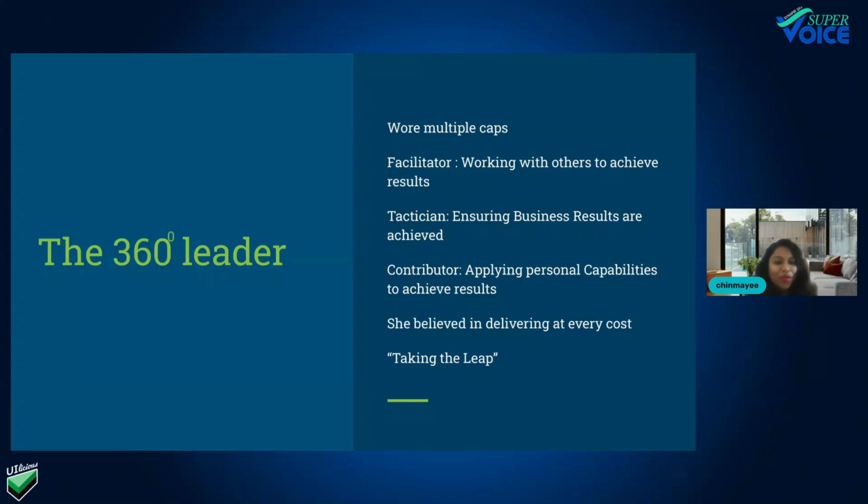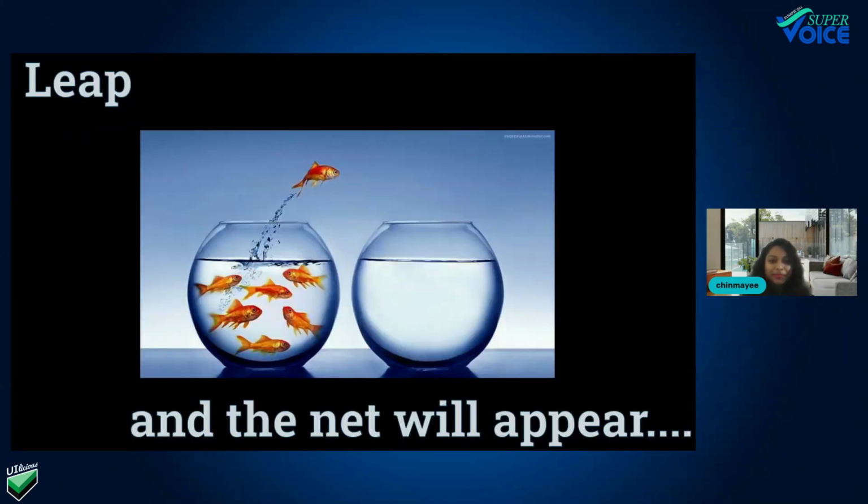She did one thing wonderful, that is, she took the leap. For me, she is an example of leap and the net will appear. She was courageous and bold enough to take these responsibilities. With this attitude, she could fit the missing pieces of the puzzle together, and then she had a clear picture. With this, let's move to the story of Sam.